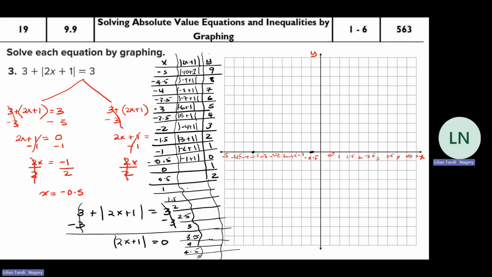So that is 2. So the numbers are increasing now. They're increasing by 1. So this will be 3, this will be 4, 5, 6, 7, 8, 9, 10. This one will be 11. Okay, now plot negative 5 with 9, negative 4.5 with 8. So they're going down by ones.